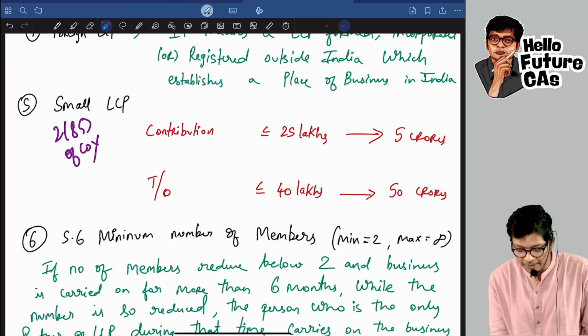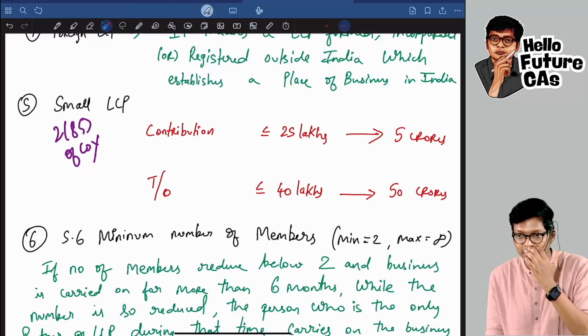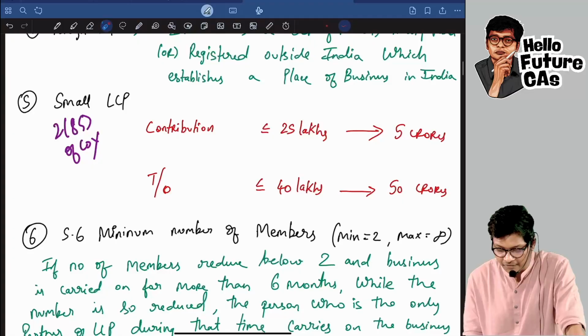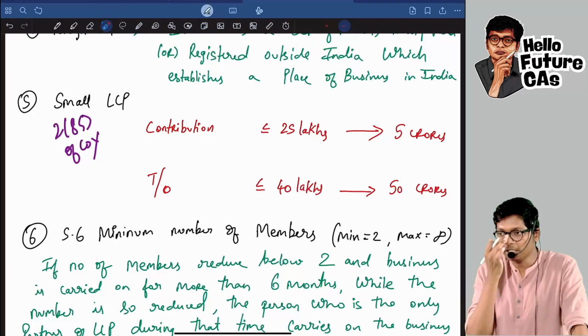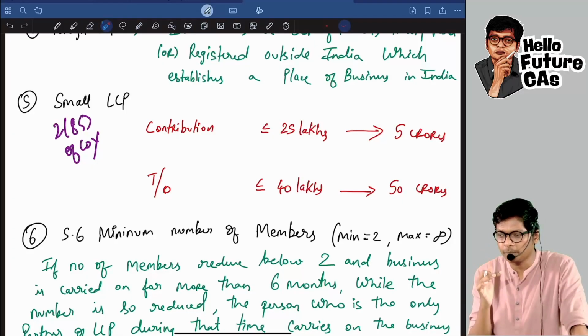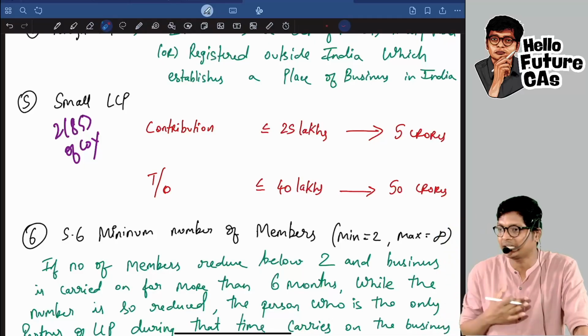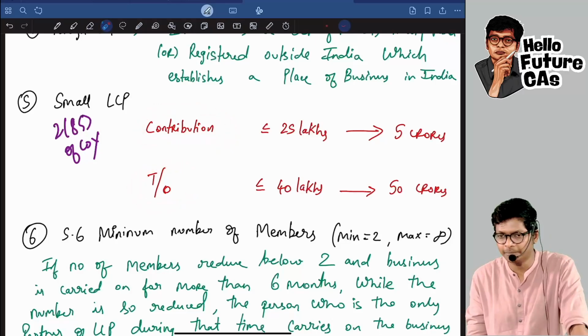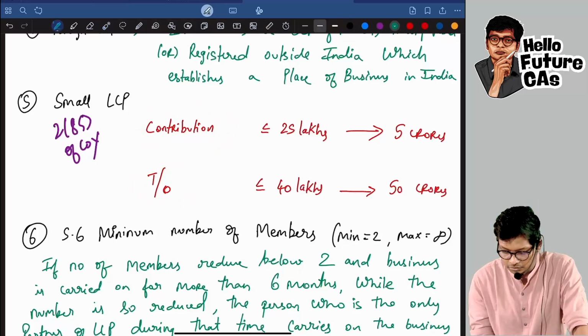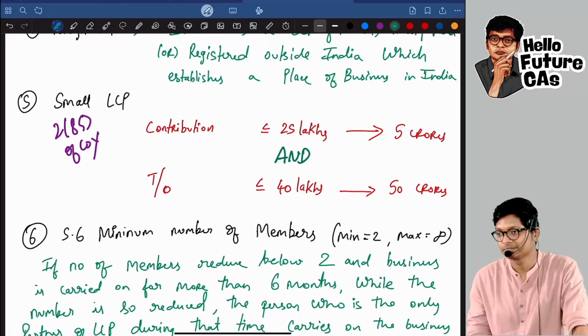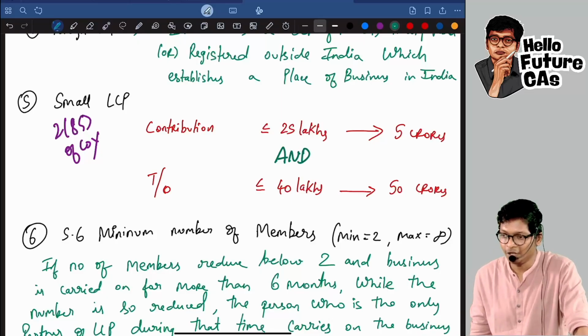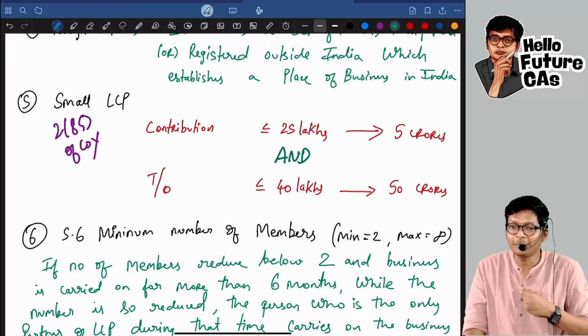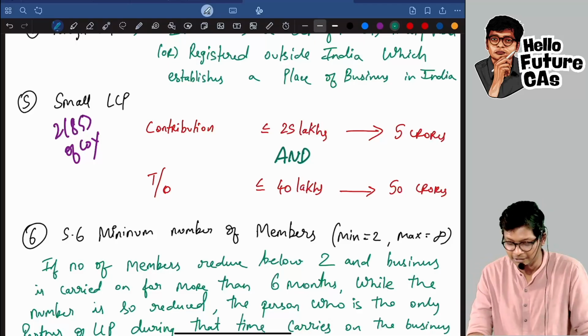turnover over there used to be 4 crores to 40, 4 and 40 and 10 and 100, correct? Something like that. Here also little different numbers, same thing. In small company the limits are based on paid up share capital and turnover, correct? Here it is contribution and turnover. Same. It's 'and', not 'or'. If it was 'or', I can have 1000 crores turnover and call myself small LLP. Doesn't make sense. Of course it is 'and'.